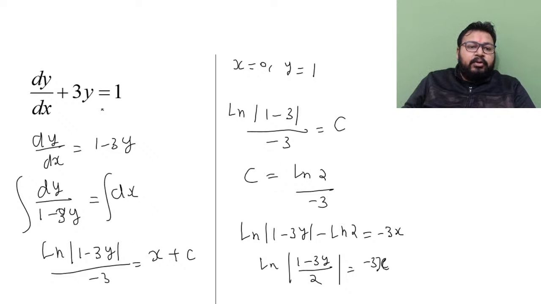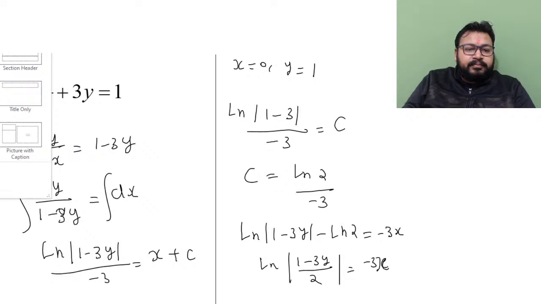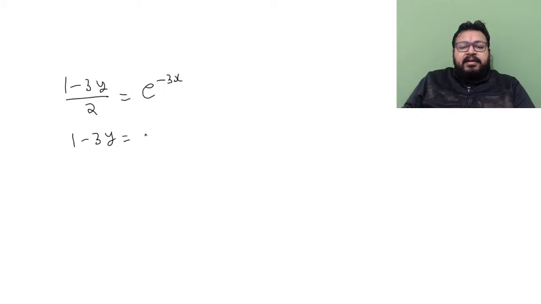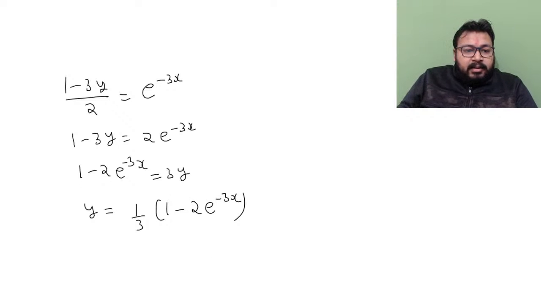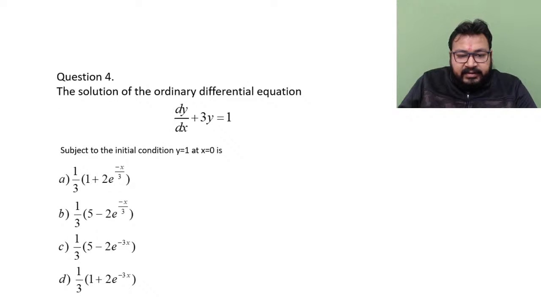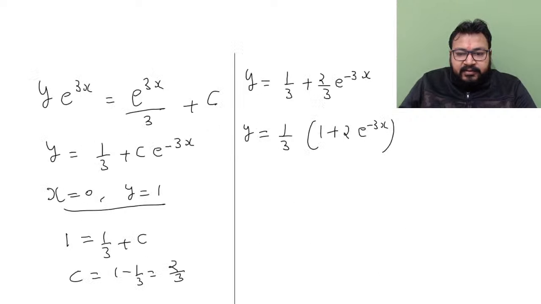Now we can take the log on the other side. So that becomes 1 minus 3y by 2 is equal to e to the power minus 3x. 1 minus 3y is equal to 2 into e to the power minus 3x. 1 minus 2 e to the power minus 3x is equal to 3y, or y is equal to 1 by 3 into 1 minus 2 e to the power minus 3x. और यहाँ पे क्या आ रहा था हमारा आंसर? यहाँ पे मेरा आंसर आ रहा था 1 plus 2.